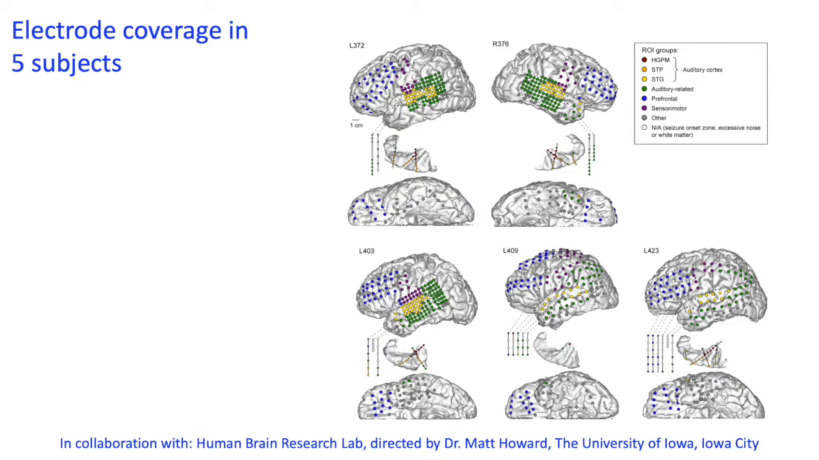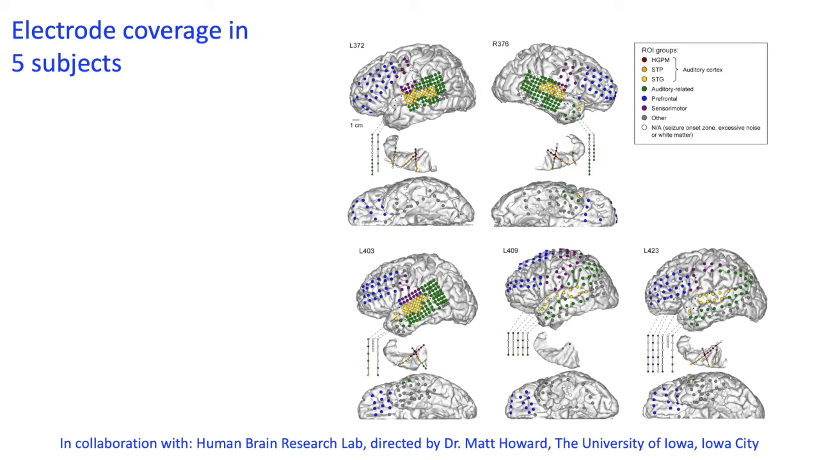To do that, we obtained intracranial electrophysiological recordings from neurosurgical patients at the University of Iowa who are having electrodes implanted on and in their brains as part of their treatment for intractable epilepsy. These subjects have two surgeries, separated by about 2 weeks. In the first surgery, they have a couple hundred electrodes implanted over wide areas of the brain, including extensive coverage in temporal lobe and frontal lobe.